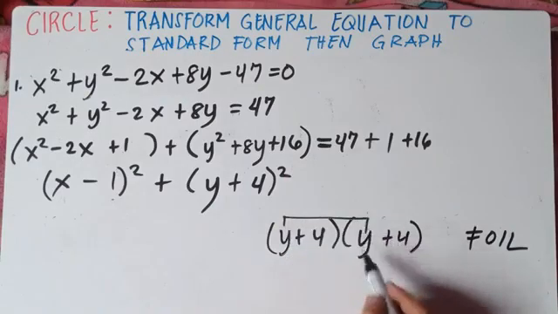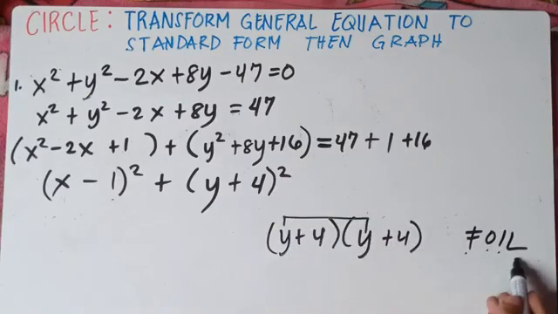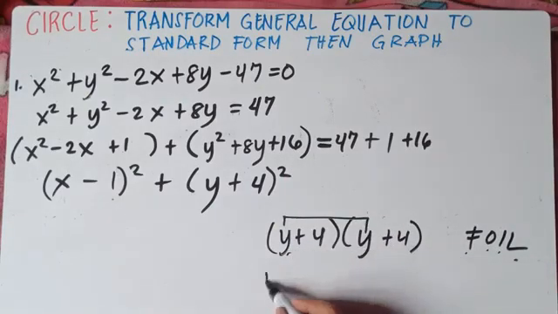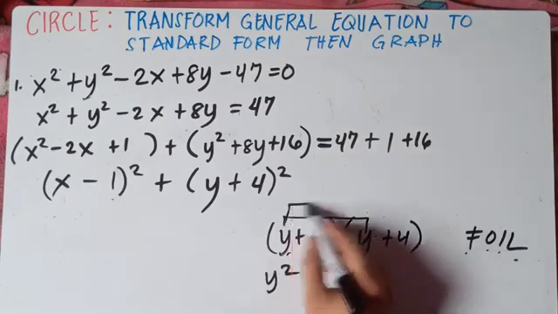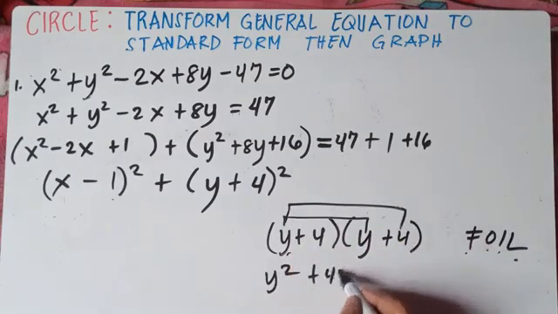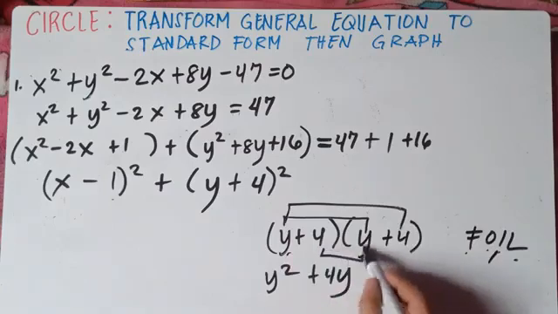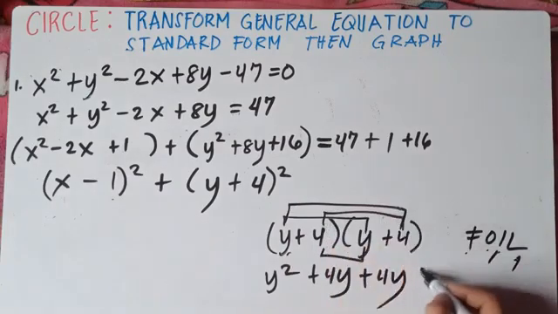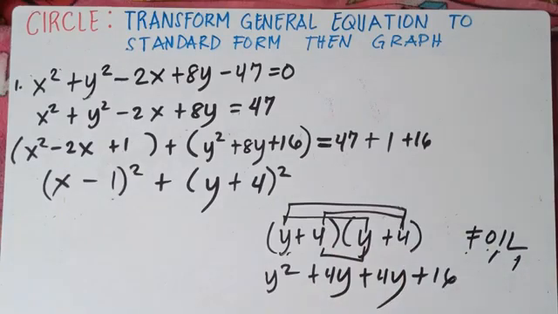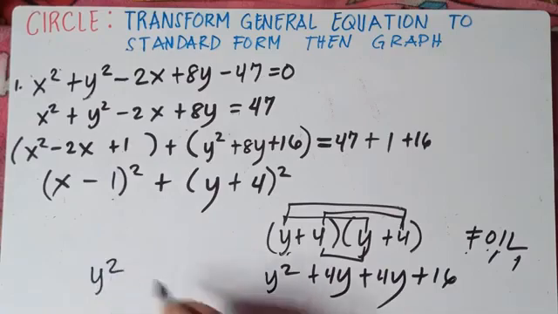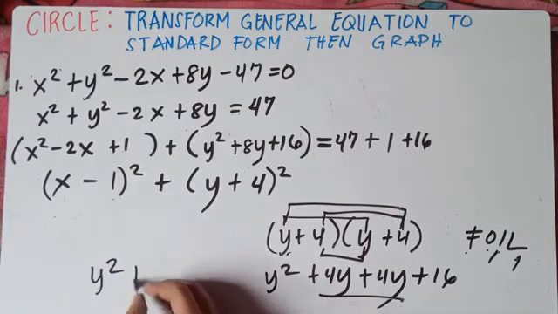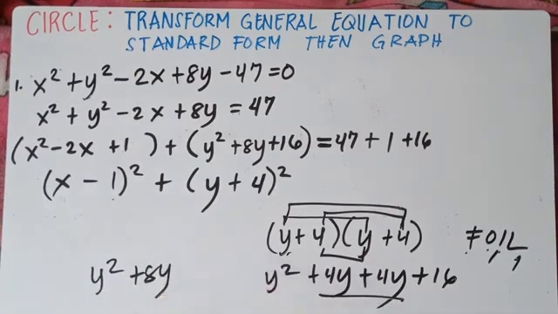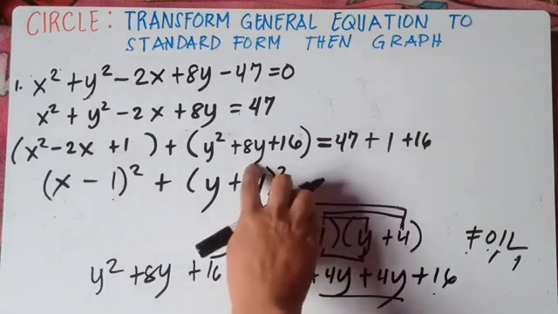So y times y, first, outer, inner, last. Do you still remember the FOIL? Y times y is y squared. Outer, y times 4, that's positive 4y. Inner, 4 times y, that's positive 4y. Last, 4 times 4, that's positive 16. Then we combine like terms. Y squared, copy. Combine 4y plus 4y, that's 8y. Copy 16. So same answer with this one.